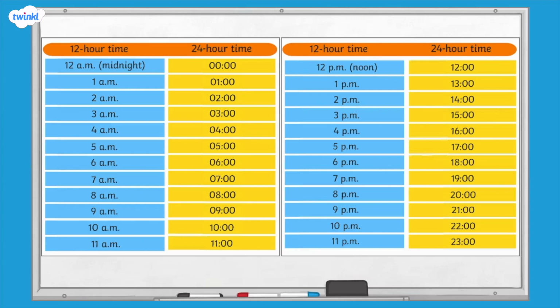For example, 2:30 in the afternoon would be 2:30 in the 12-hour clock and 14:30 in the 24-hour clock. When we're using the 12-hour clock, we can also use AM and PM to identify if we're referring to before noon or afternoon. As you can see from the chart, AM is before noon and PM is afternoon.